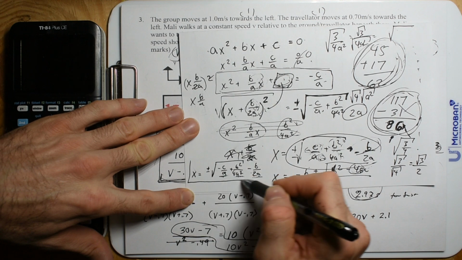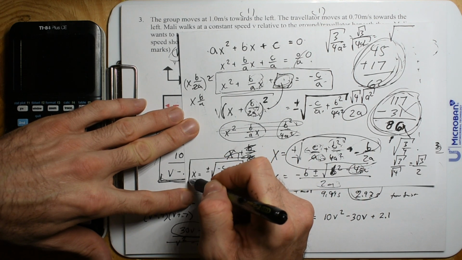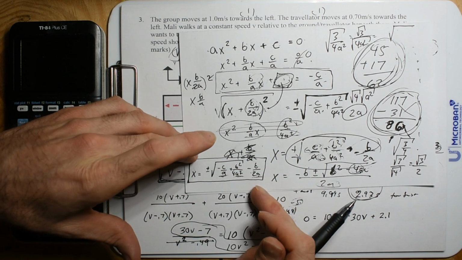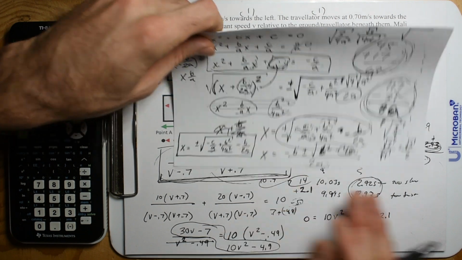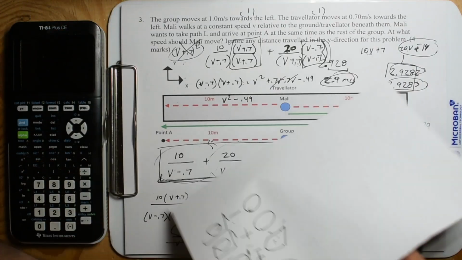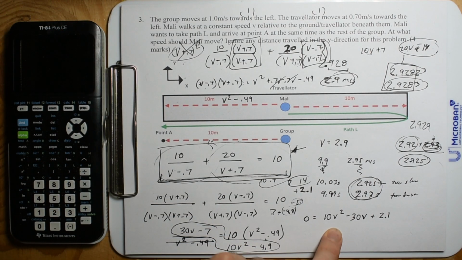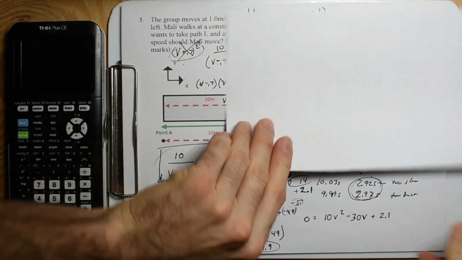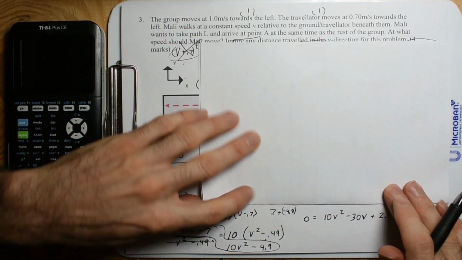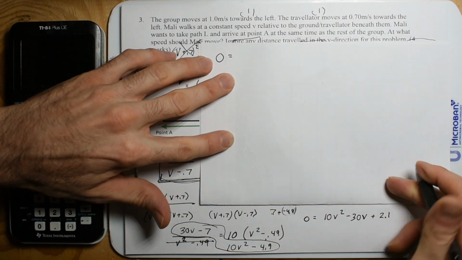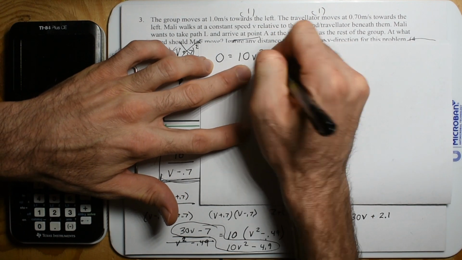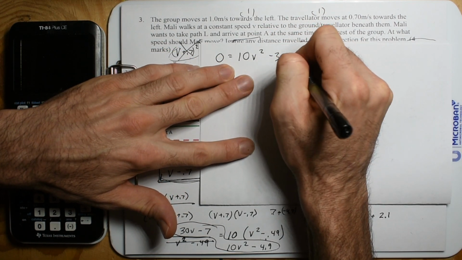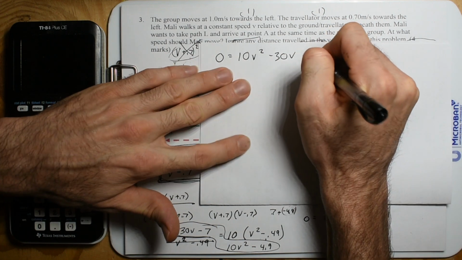And I would just rather use this term. I don't know how I would memorize this, but you don't need to, because now we're going to go through the process of doing this by the completion of the square method. So we're going to get this equation as 0 is equal to 10v squared minus 30v plus 2.1.